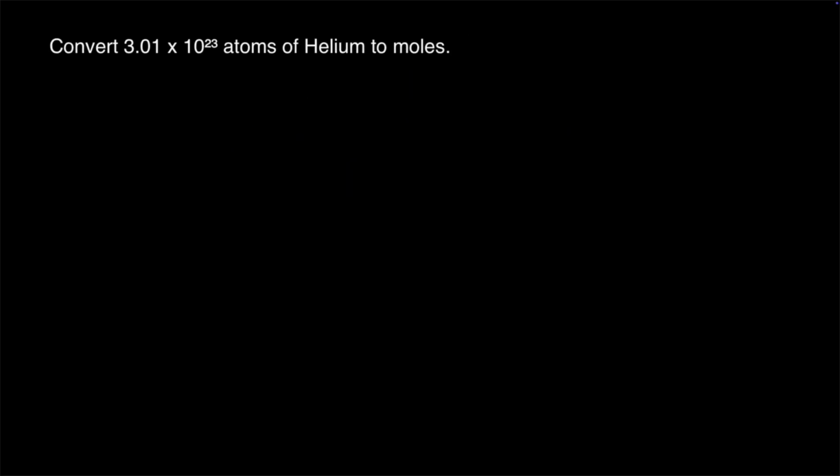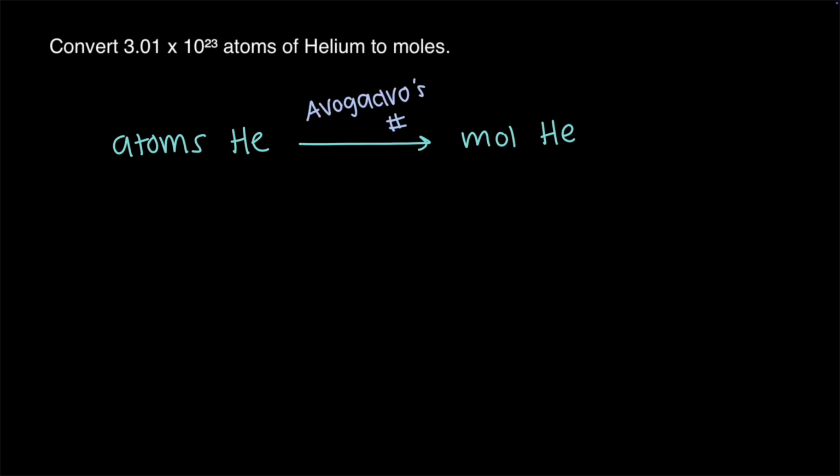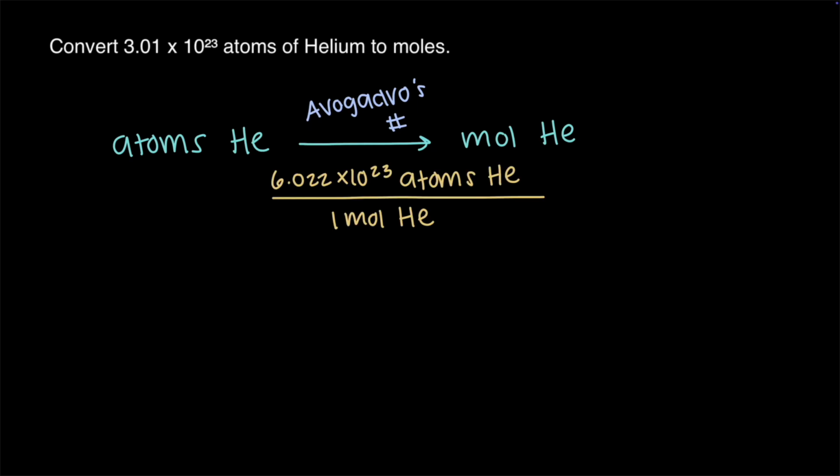For the next question, we have, convert 3.01 times 10 to the 23rd atoms of helium to moles. For the unit map, we are given 3.01 times 10 to the 23rd atoms of helium, and we need to convert to moles of helium. To convert from atoms to moles, we can use Avogadro's number because it connects the two units together, where we can cancel one out to get to the other. The conversion factor is 1 mole of He per 6.022 times 10 to the 23rd atoms of He.